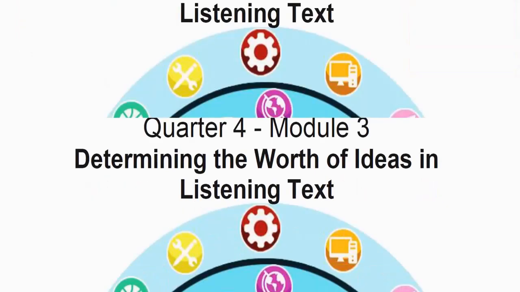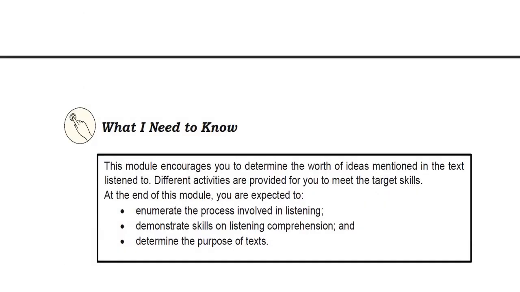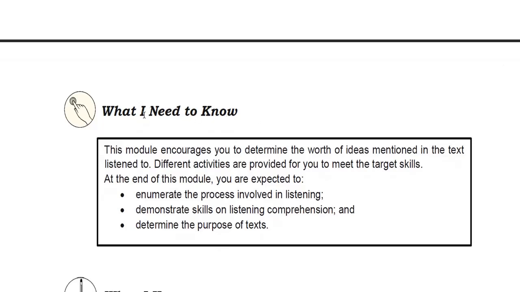So let us first have the objectives in this module. They are found in "What I Need to Know." At the end of this module, you are expected to first enumerate the process involved in listening. Later we will be discussing the process that is involved in listening and demonstrate skills on listening comprehension. Plus the last one, determine the purpose of text. We will be discussing all of them later.